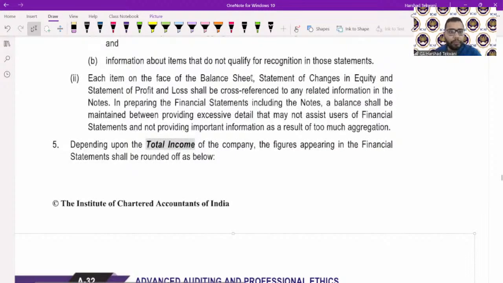So earlier, this rounding off was dependent upon the turnover of the company. The word total income, which you are seeing over here, was earlier turnover of the company, but now it has been amended and it is now total income. So your rounding off now will depend upon the total income which is there in the company's financial statement, not on the basis of turnover, which was earlier the case.